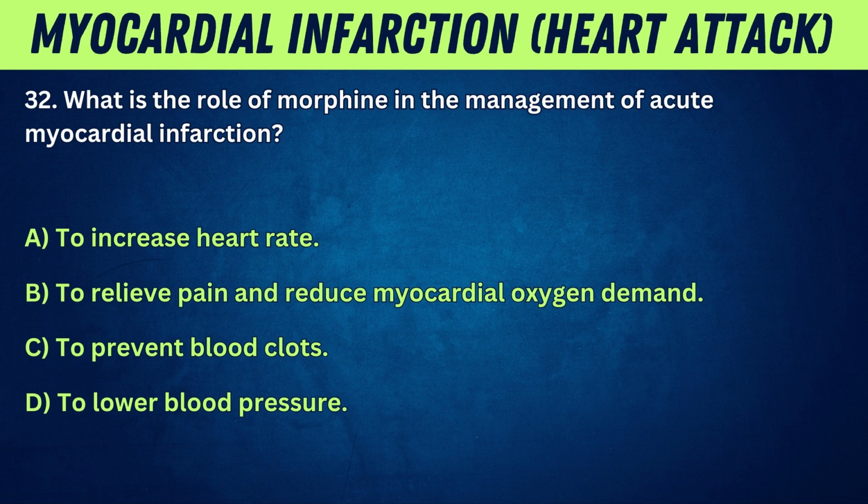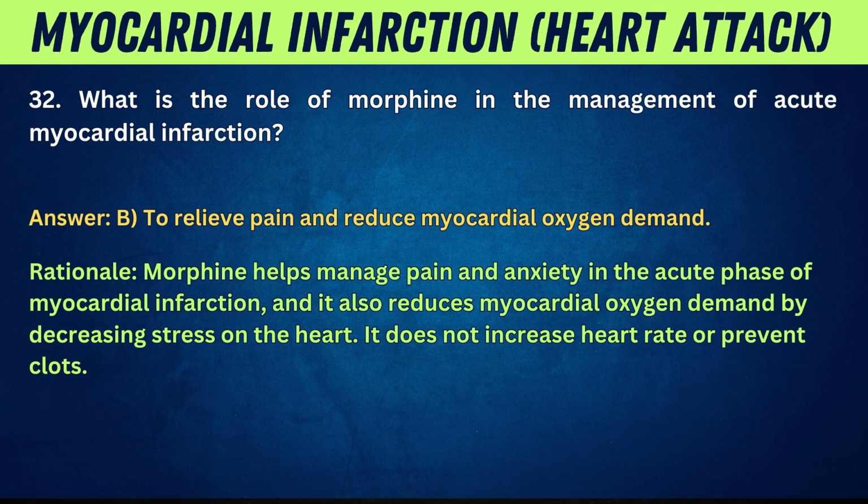32. What is the role of morphine in the management of acute myocardial infarction? A. To increase heart rate. B. To relieve pain and reduce myocardial oxygen demand. C. To prevent blood clots. D. To lower blood pressure. Answer. B. To relieve pain and reduce myocardial oxygen demand. Rationale. Morphine helps manage pain and anxiety in the acute phase of myocardial infarction, and it also reduces myocardial oxygen demand by decreasing stress on the heart. It does not increase heart rate or prevent clots.